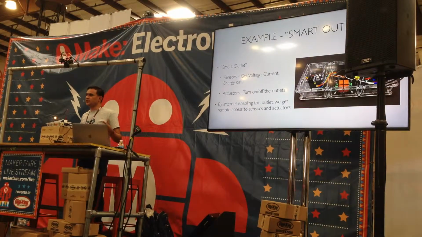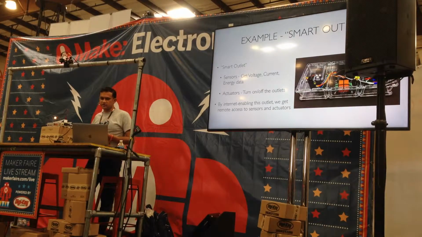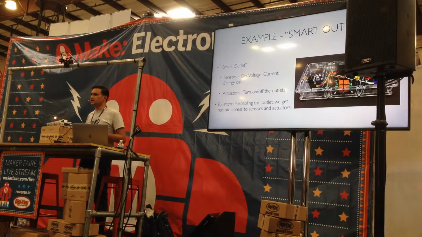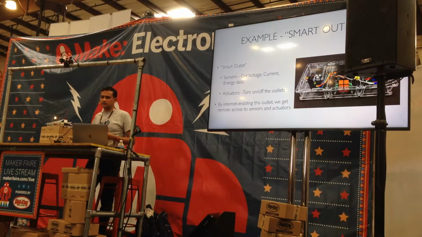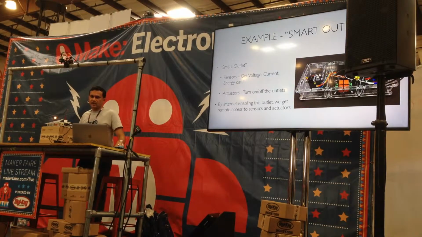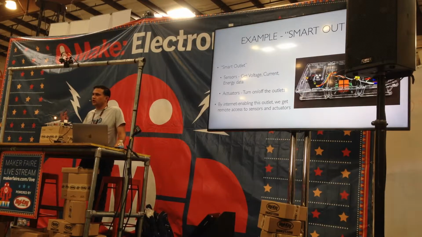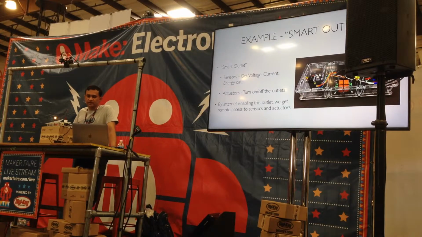So in my example, I'm going to show you a smart outlet. This has a bunch of sensors and actuators. The sensors get data about the voltage, the current, the energy data, and the actuators are relays that turn the outlet on and off. And by internet enabling this outlet, we can get remote access to its sensors and its actuators.